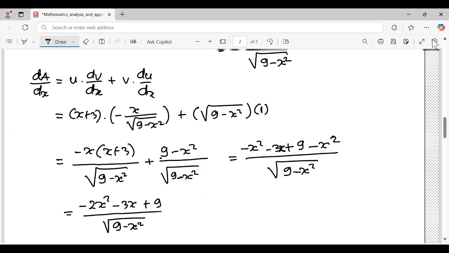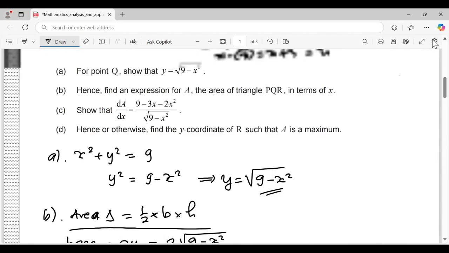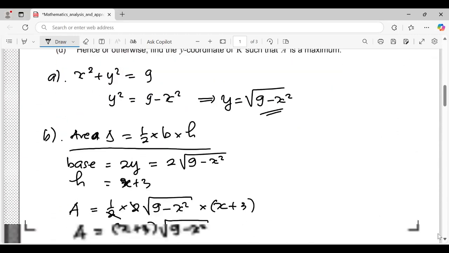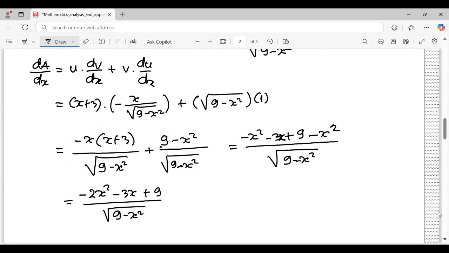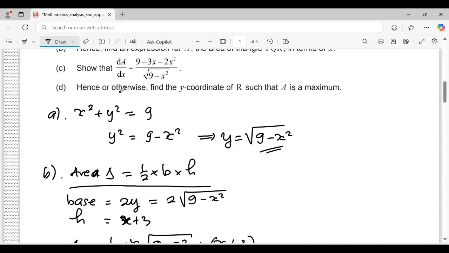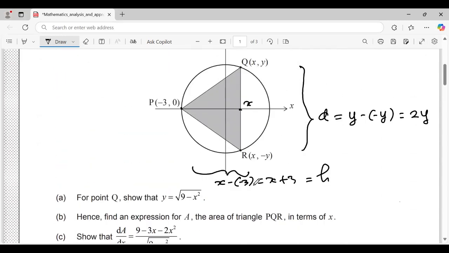So let me evaluate the question. Oh, same. So prove that dA/dx equals this expression. Last question. Hence or otherwise, find the y coordinate of R such that A is a maximum. R is, y coordinate is minus. Okay.